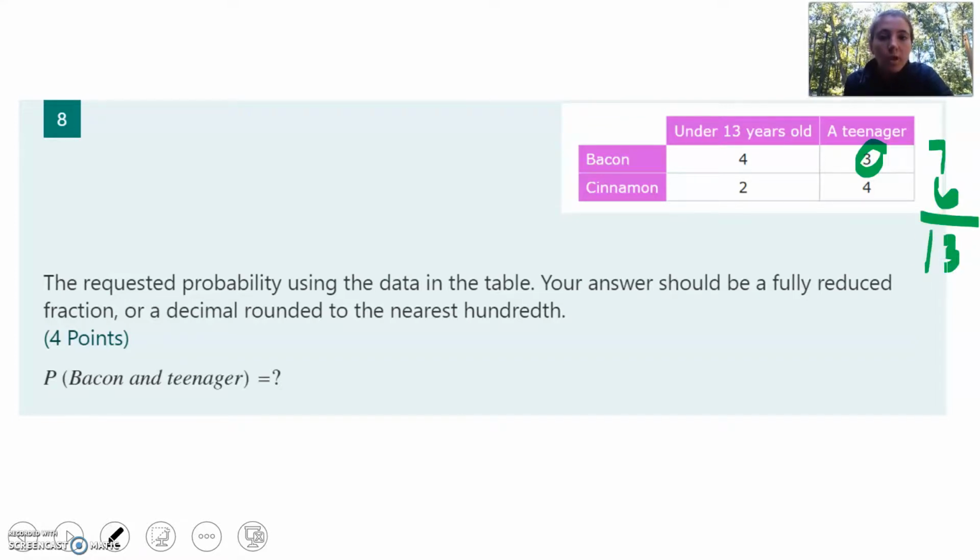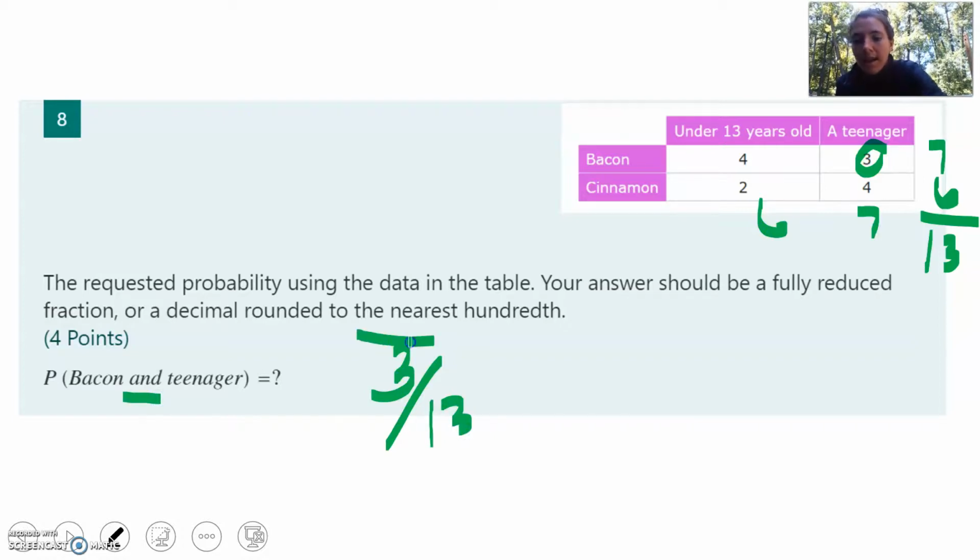Then to double check, we're going to do the columns as well. 7 and 6. Yes, that is 13. So our probability would be 3 out of 13 for the overlap of those 2 categories. That's already fully reduced.